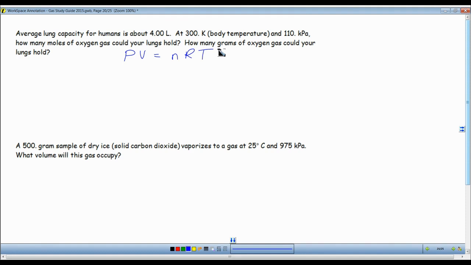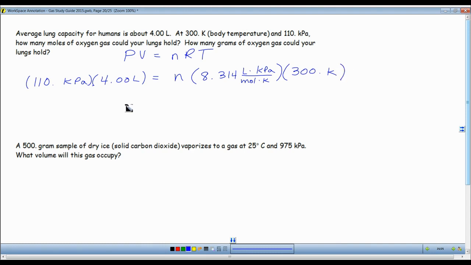P is my pressure, 110 kilopascal. V is my volume, 4 liters. N is my moles, that's what I'm solving for. R is my gas constant, which I will give you, 8.314 liter kilopascal per mole Kelvin. I'm going to give you all of that to remind you that your volume needs to be liters, your pressure is kilopascal, N is your moles, and T, your temperature, must be in Kelvin, which it is.